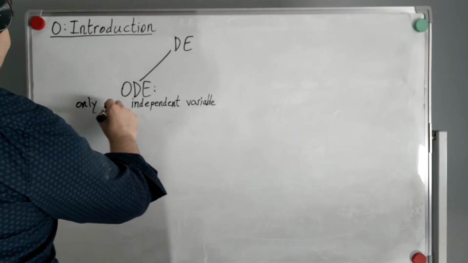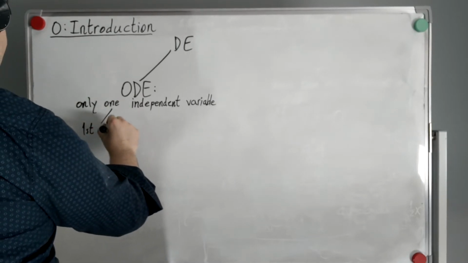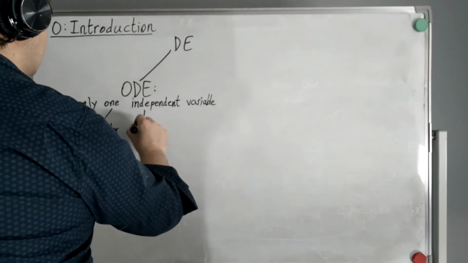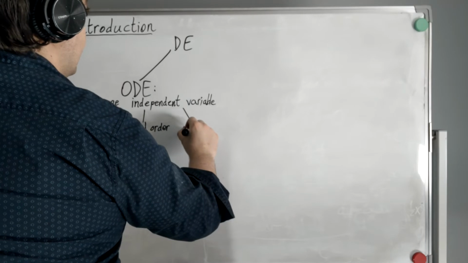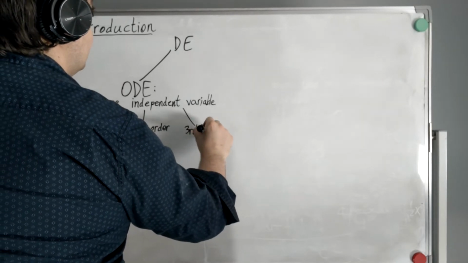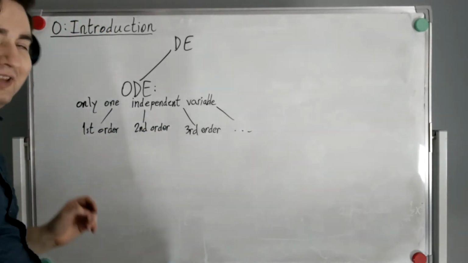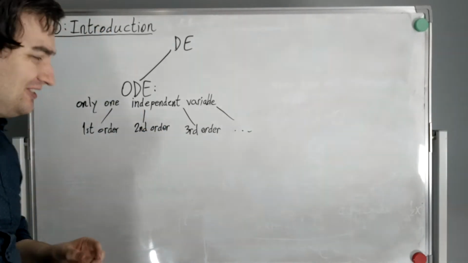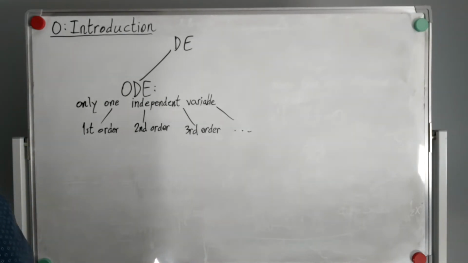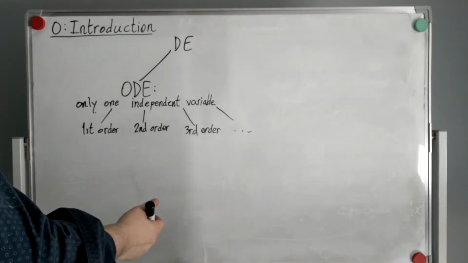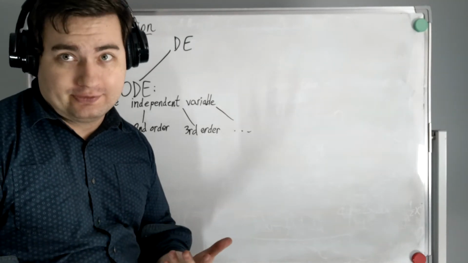So you could have first order, second order, third order, and you know, there are infinitely many more orders that you could have. What does this order mean, though? It's the highest derivative. It's the highest derivative on which the equation depends.